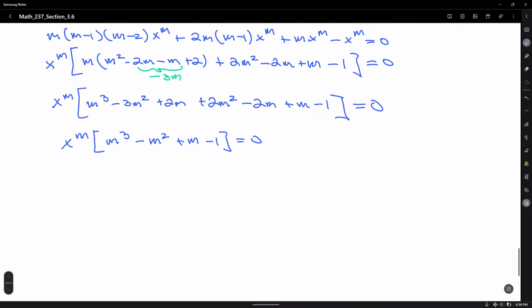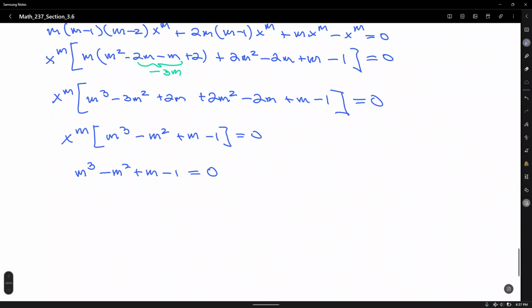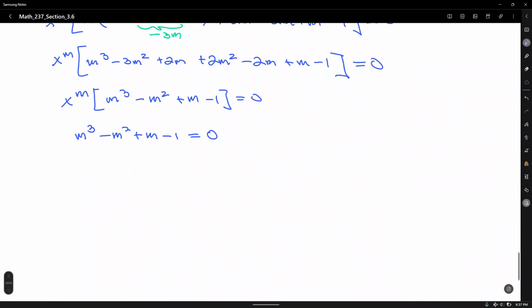Again, at the beginning of the section, we discussed that the x to the m factor is really not relevant. Actually, we would go with the polynomial m cubed minus m squared plus m minus 1. I mean, not that it's not relevant. It's part of the solution because that outputs the trivial solution, y equals 0, which is not a very interesting function. All right, so let's solve this equation.